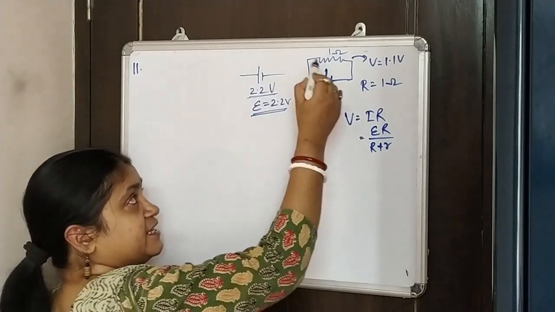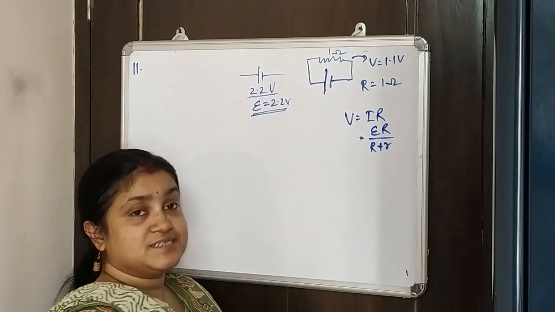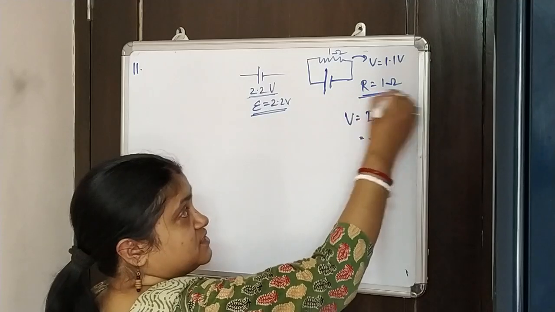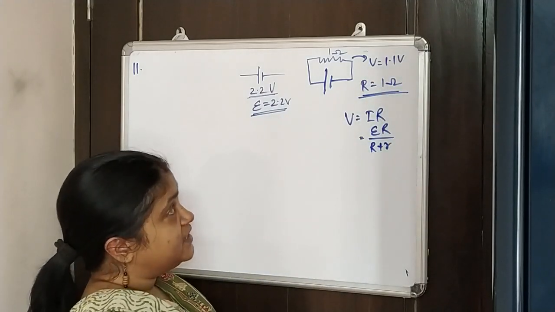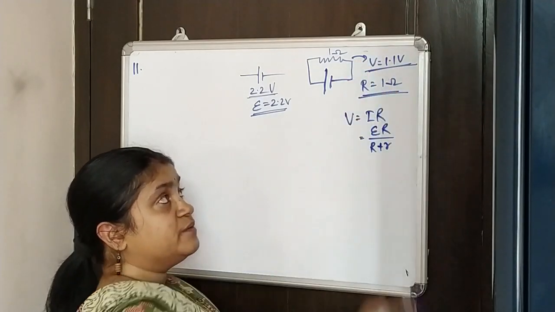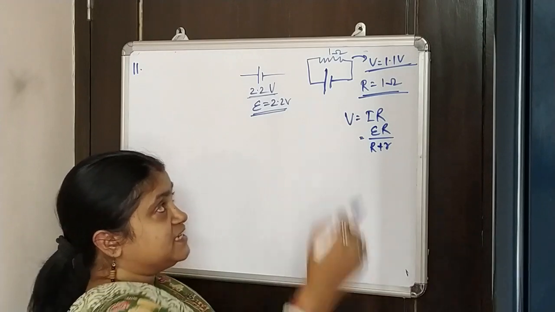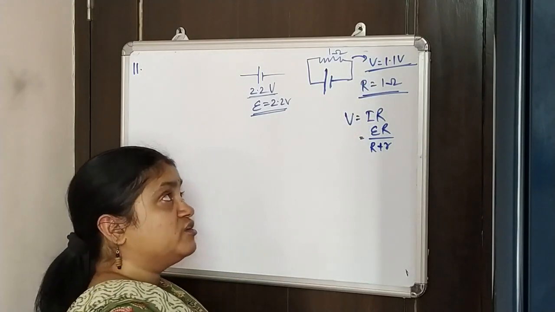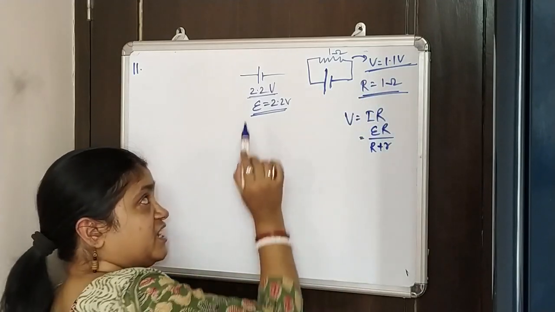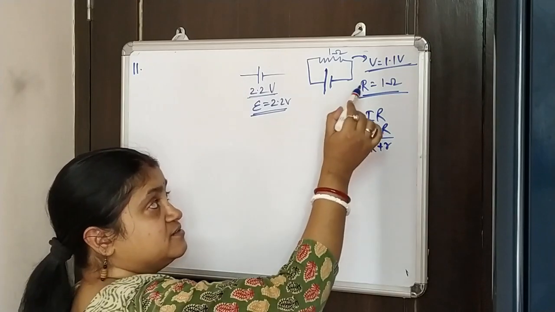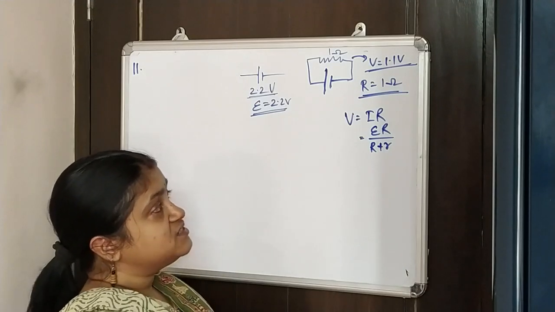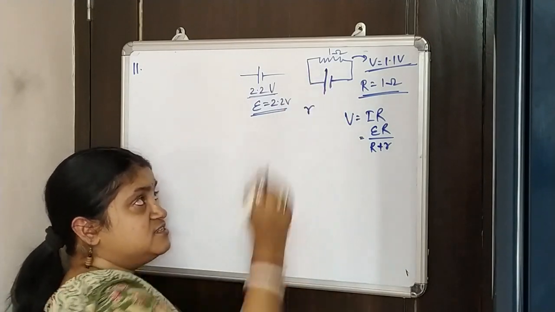Now this cell is connected with a 1 ohm resistance between the two terminals. So it means that the outer resistance is 1 ohm, and when it is connected, the voltage in the voltmeter is 1.1 volt. So now we can say this voltage is the terminal voltage or terminal potential. So terminal potential V is given as 1.1 volt, EMF is 2.2 volt, and the resistance is 1 ohm. So they have asked us what is the internal resistance of the cell.